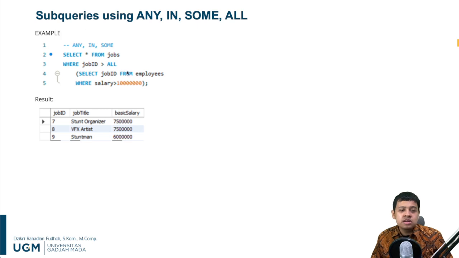But with all, just like any, it has to apply to all of them. So where the job ID is more than all of them, not just one. We can see here that the job IDs are 7, 8, and 9. Because the job IDs with a salary of more than 10 million are 1 to 6. The maximum is 6. So any other job IDs, which are 7, 8, 9, are being outputted.